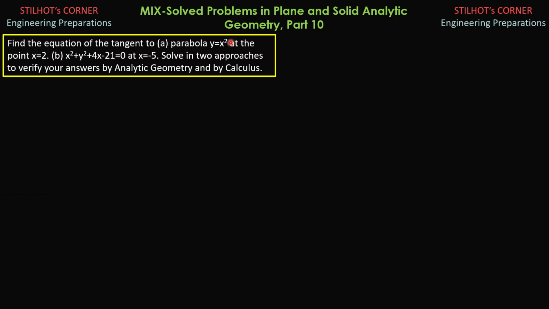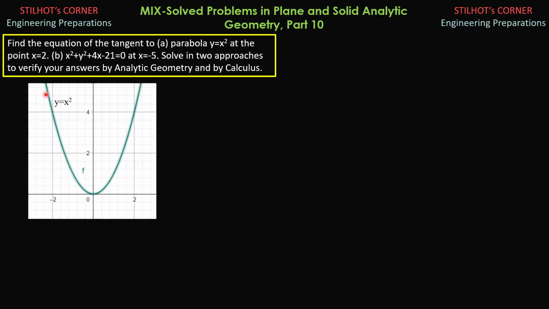So first, for the parabola, it opens upward with vertex at the origin, that's y equals x squared. And when x is 2, y is 2 squared, 4. So the point of tangency is (2, 4).